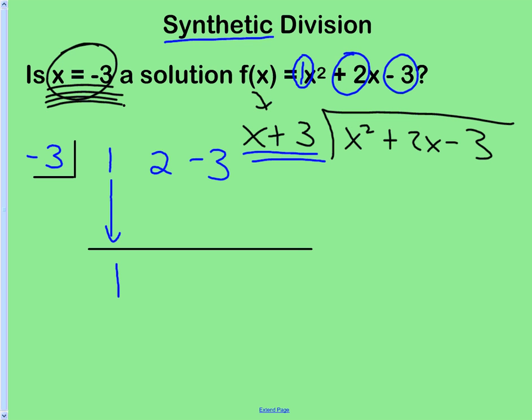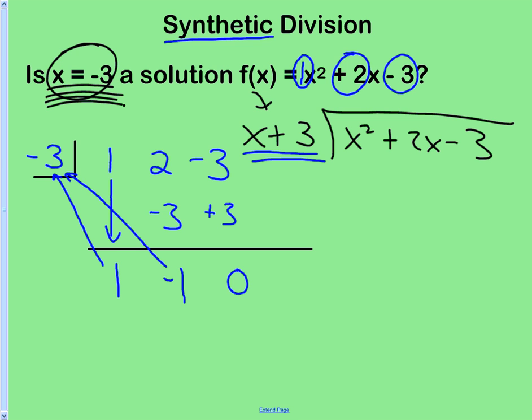Now, this is just a weird little trick process that will work, and it's a lot faster, but you just kind of got to get used to how to do this. You add down, and then you multiply diagonally. 1 times the negative 3, that times that, gives me negative 3, and I put it here. And then I add down, makes negative 1. Then I multiply diagonally. Negative 1 times the negative 3 makes what? Positive 3.